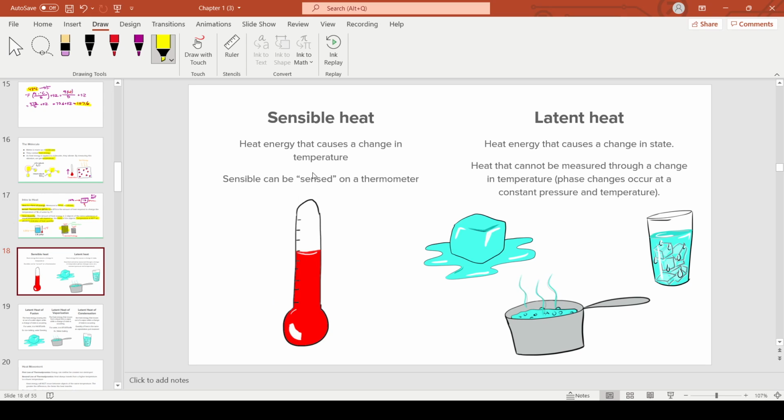Okay, so this is where things get interesting, but I'm going to leave it on a little cliffhanger, and we're going to stop the lesson here today. We will pick this up later. When we get back, we will learn about the difference between sensible heat and latent heat. And you guys have a wonderful day.